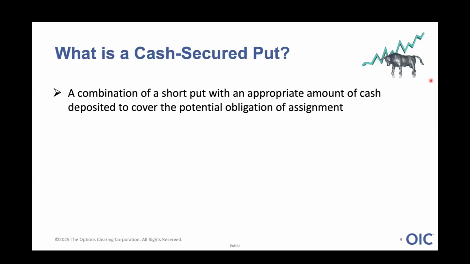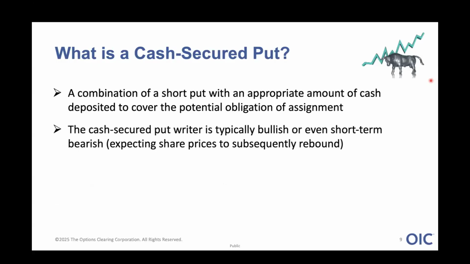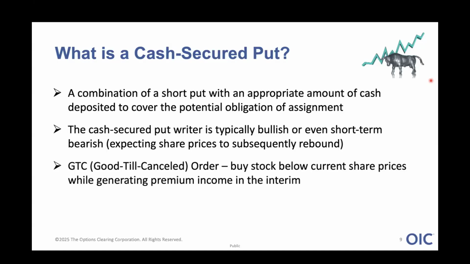Okay, it's a combination of a short put with an appropriate amount of cash deposited to cover the potential assignment obligation. In other words, you sell a put and then you deposit an amount of cash that would cover your assignment obligation, and you keep that in an account should you get assigned. Okay, so typically the cash secured put writer is either bullish or maybe even short-term bearish, hoping that maybe the stock dips, they get assigned, and then it's going to pop after that.